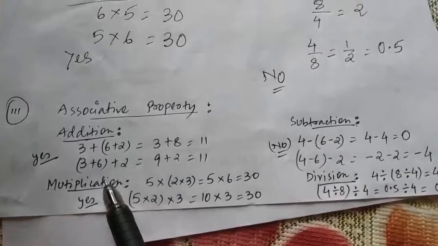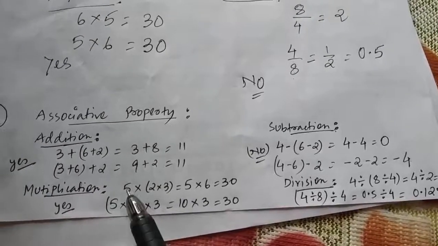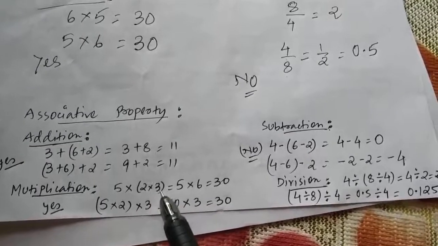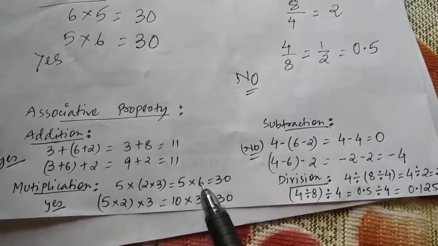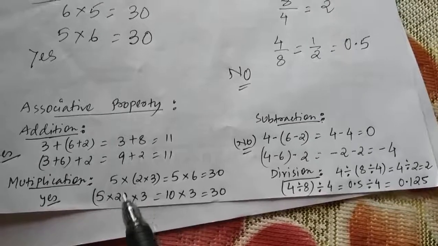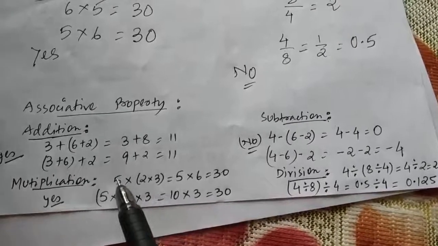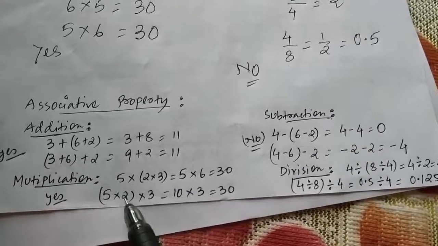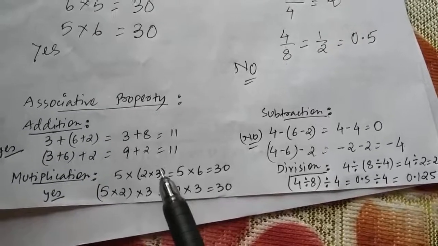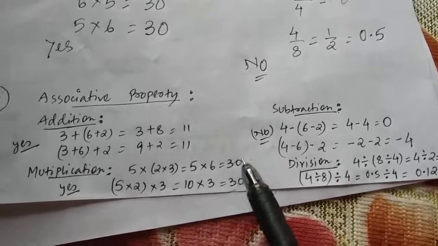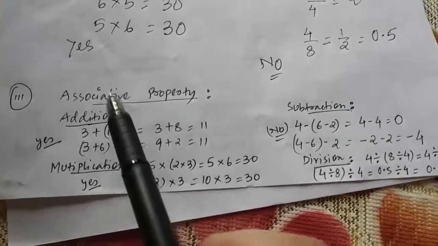Now in the case of multiplication, I have taken the integers 5, 2 and 3. So first I will multiply 2 and 3. So 3 into 2 I got 6, and then I multiplied with 5. So 6 into 5 is 30. Now in the next step, I will first multiply 5 and 2, that is, I will interchange the order of multiplication. So 5 into 2, 10. And then I will multiply it by the last integer, that is 3. I got 30. The answers are the same. So for multiplication, our associative property is true.